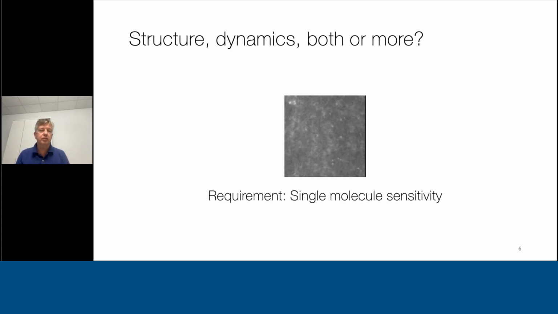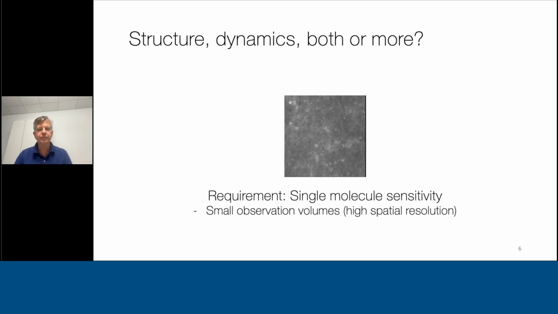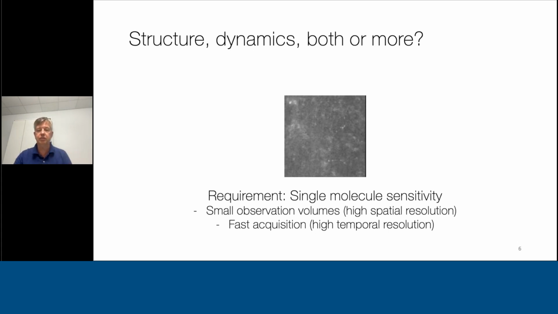What do you require? In principle, you require single molecule sensitivity, which is not a problem because more or less all the commercial microscopes nowadays have scientific CMOS cameras or EMCCD cameras that are already sensitive to single molecules. You want small observation volumes. Small observation volume means you have a high spatial resolution, and you can also go to higher concentrations, because the smaller the observation volume is, the higher the concentration you can go to and still see single molecules. Then you want fast acquisition, so you want high temporal resolution.